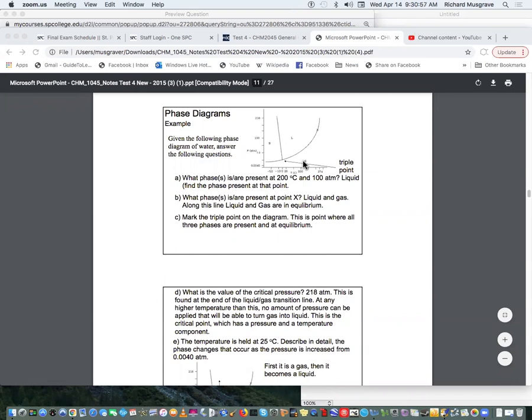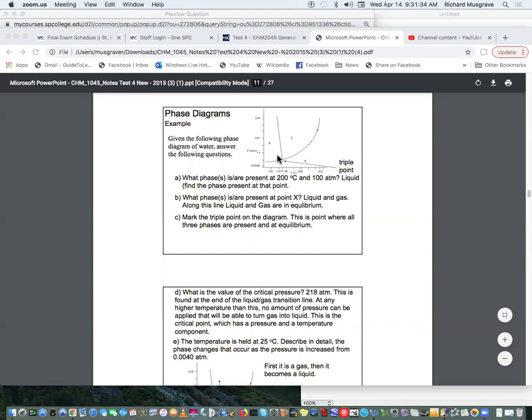The lines represent places where we can see phases that are in equilibrium with each other. So for example, along this line here, we'll have solid and liquid in equilibrium with each other. In other words, we'll see both at these particular temperature and pressure values. And then over here, we'll see liquid and gas, and down here we'll see solid and gas in equilibrium with each other. So these lines represent sort of separation points between the phases, if you will.